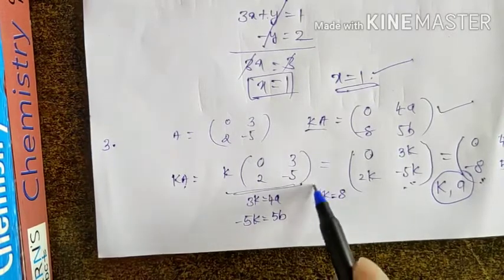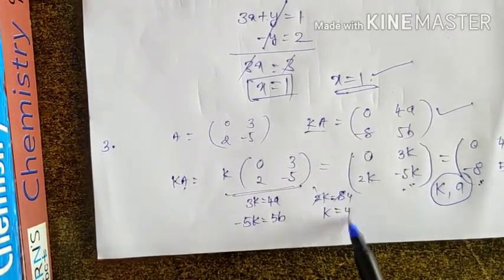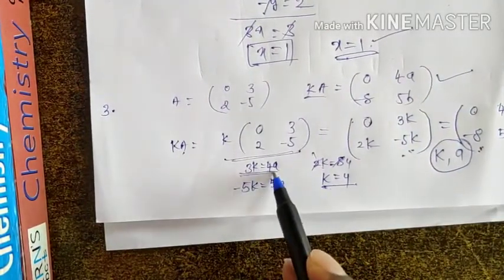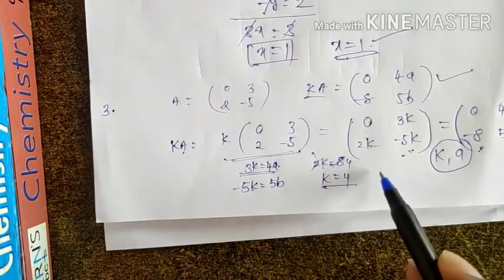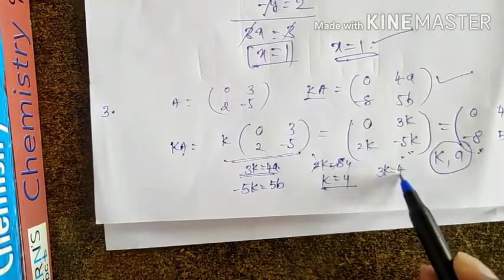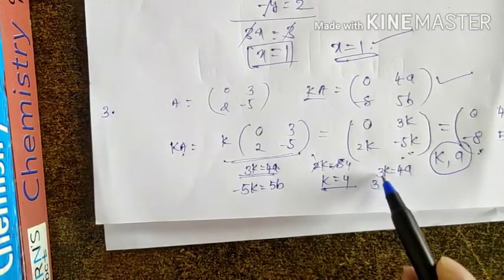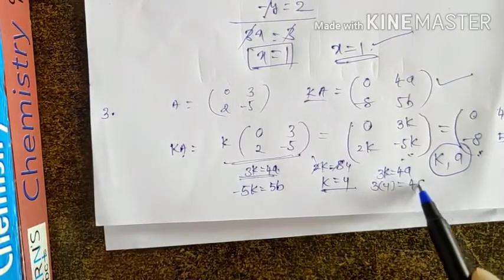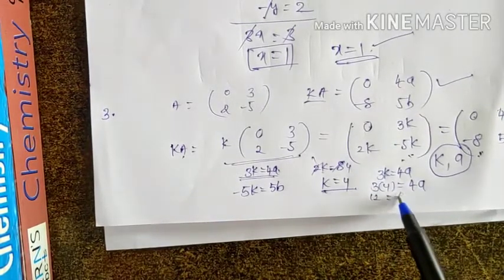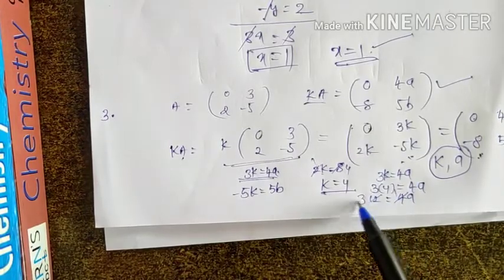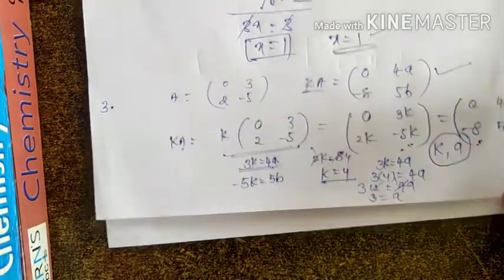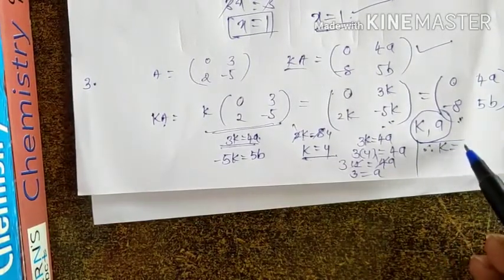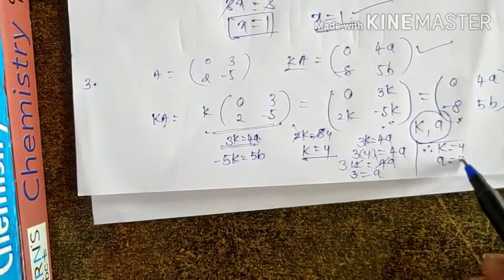Based on this we can find the k value. 2k is equal to 8. 2 times 4 is 8, so k is equal to 4. When k is equal to 4, if you substitute this value in this expression, you will get the a value. We know that 3k is equal to 4a. The k value we got is 4, so 3 into 4 is 12, which is equal to 4a. 4 times 3 is 12, so 3 is equal to a. So the required values are k is equal to 4 and a is equal to 3.